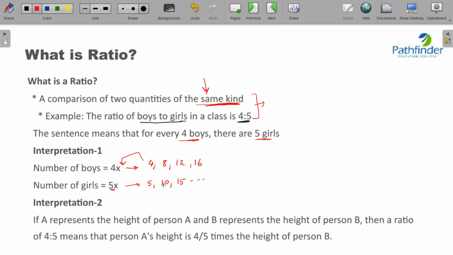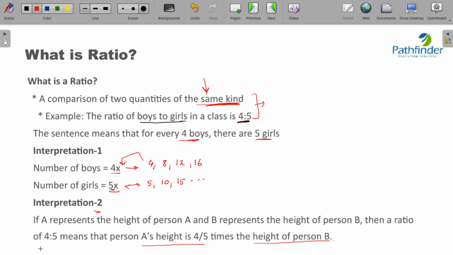So instead of writing it as 5 into 1, 5 into 2, 5 into 3, I write it as 5 into x. So essentially what it means is, 4 is to 5 means the number of boys is a multiple of 4, the number of girls is a multiple of 5. Another interpretation of ratio is, if A represents the height of person A and B represents the height of person B, then the ratio of 4 to 5 means person A's height is 4 upon 5 times the height of person B. This is another interpretation.